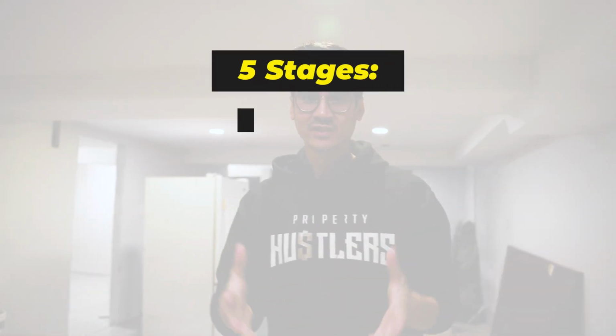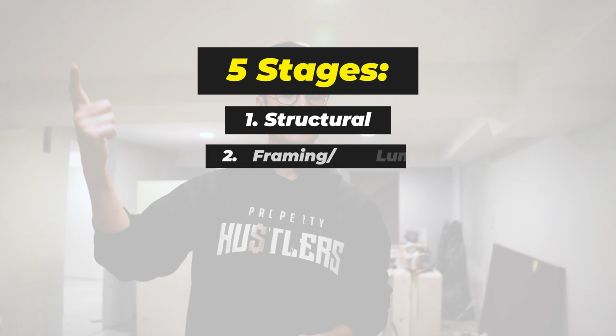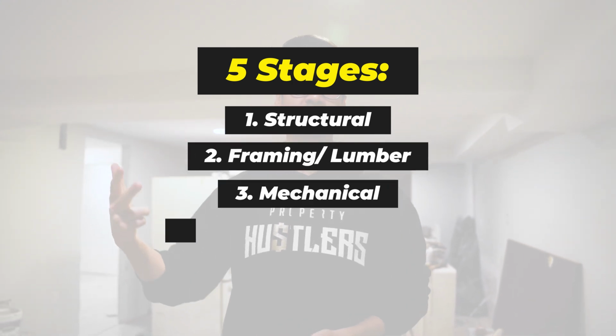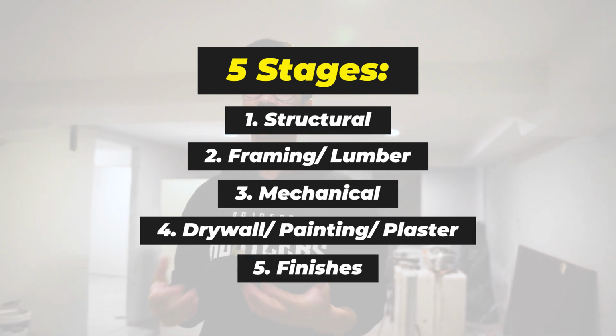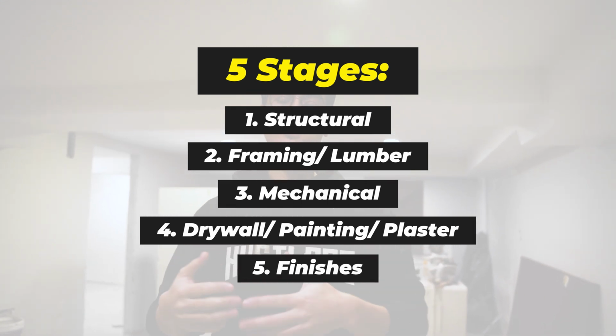So I'm going to break it down on a high level to make things relatively simple so you can do this to optimize your workflow. The 5 stages are going to be structural work, then framing and lumber, then mechanical, then drywall, painting, plaster, all of that in one category, and then finishes. The finishing work is something we'll spend a little more time on because that is where a lot of the money goes. But let's start off with structural.